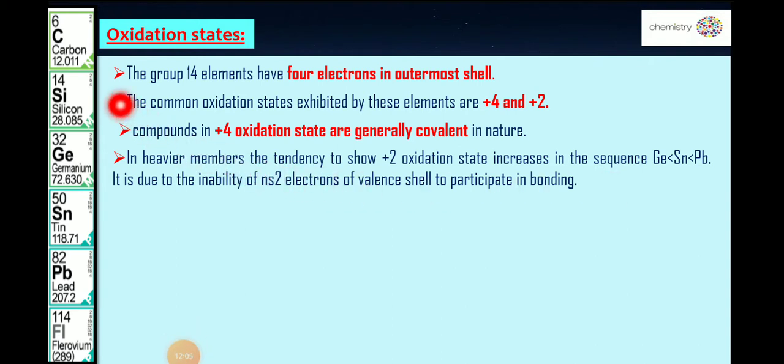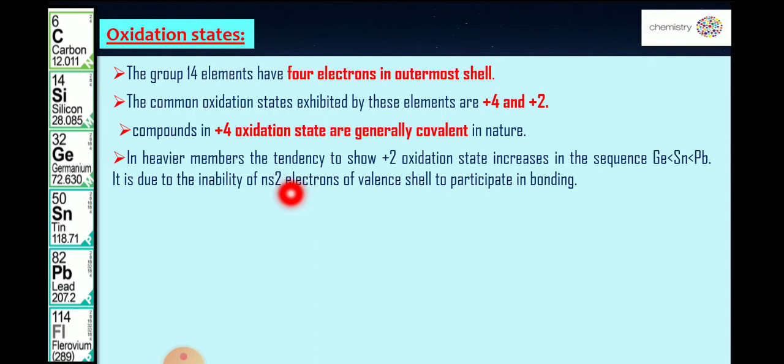When you move down to the heavier members, the tendency to show +2 oxidation state goes on increasing. Look at the sequence: germanium has a lesser tendency than tin, than lead. That means lead has more tendency to exhibit +2 than tin, than germanium. Why? What's the reason? As you go down, the +2 oxidation state trend goes on increasing.